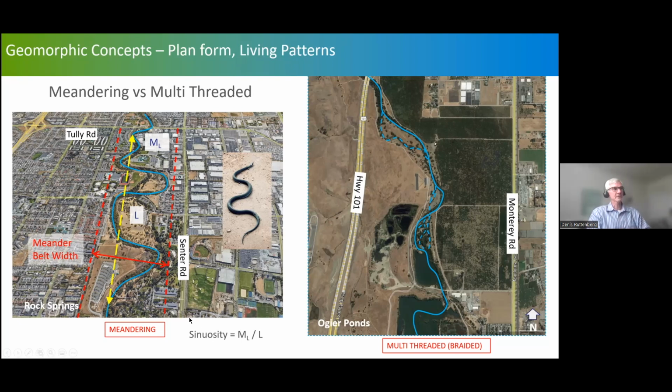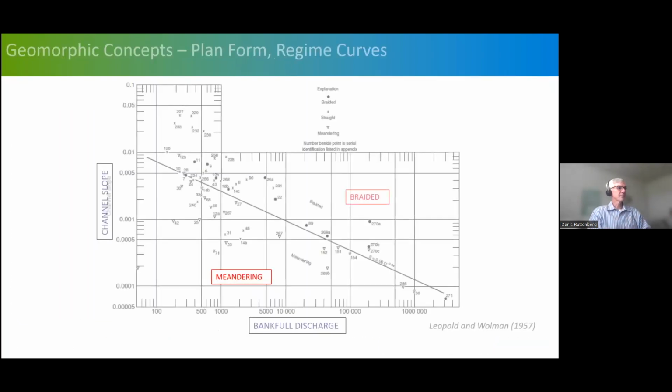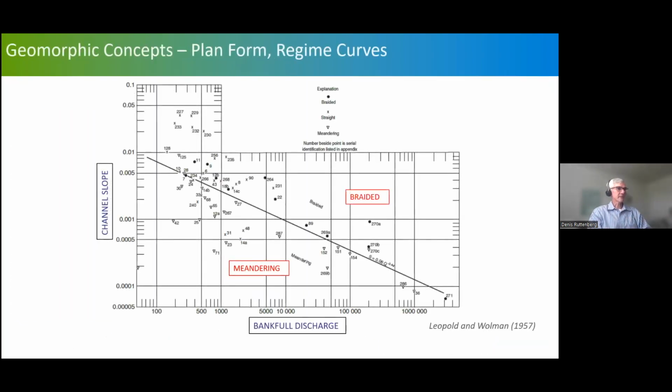Sinuosity is a good one to know. It's basically the length of the channel over the wavelength. If it's more sinuous, it's more windy. If it's less sinuous, it's less windy. For all the scientist nerds, you can actually look at Leopold and Wolman 57.